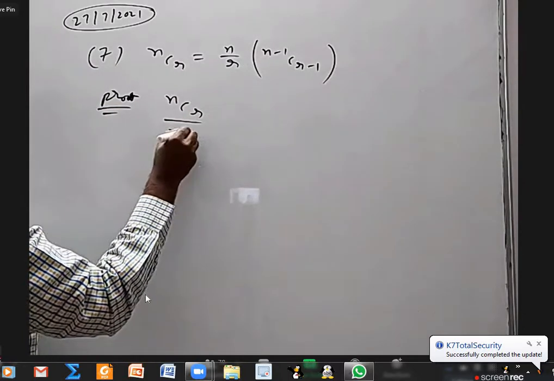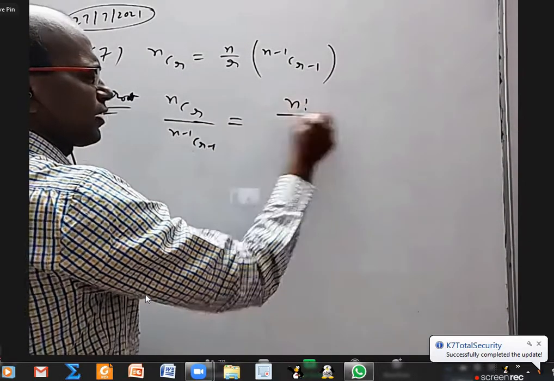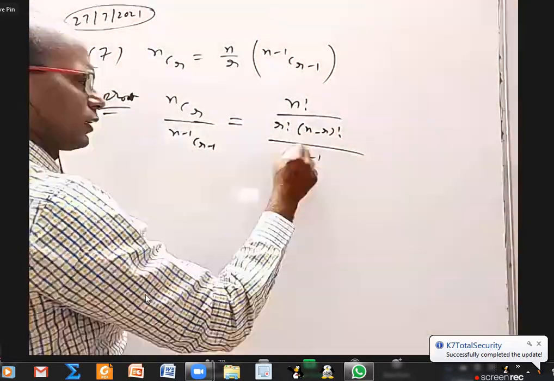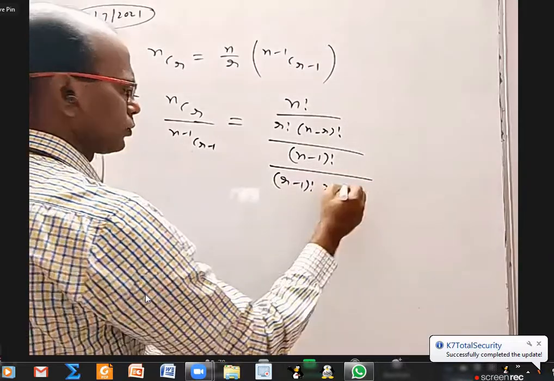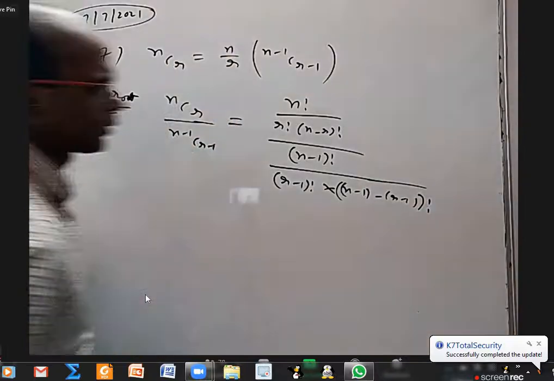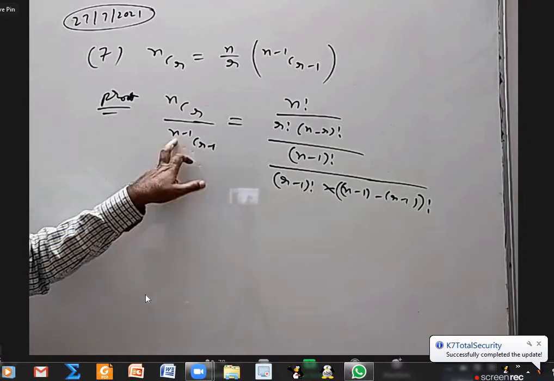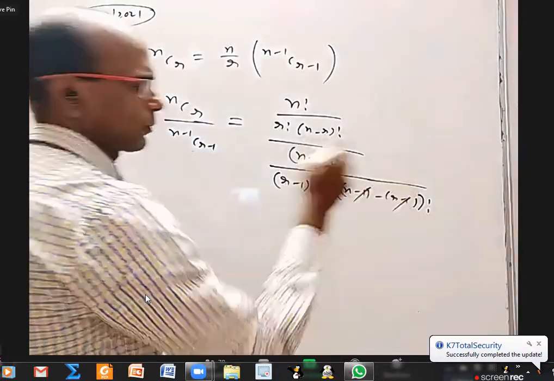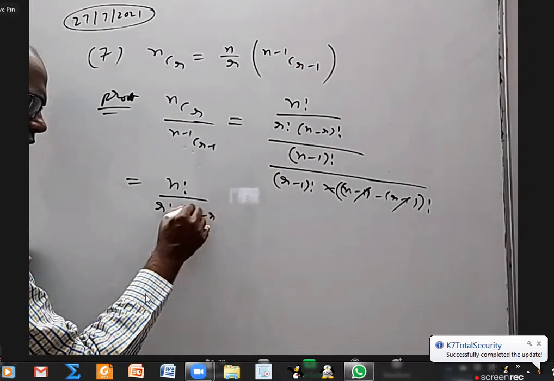nCr, I better take by (n minus 1)C(r minus 1). nCr is n factorial by r factorial into n minus r factorial. Coming to this, n minus 1 factorial by r minus 1 factorial into n minus 1 minus (r minus 1) factorial. This factorial by this factorial and this minus this factorial. Here, this one and this one will cancel. It is same n minus r here. So it is n factorial by r factorial into n minus r factorial.